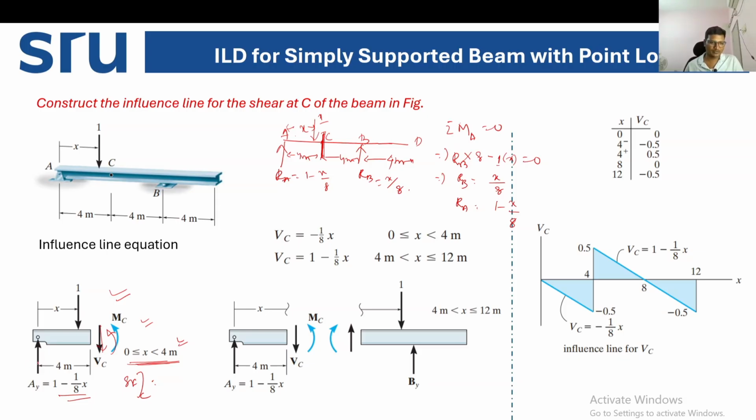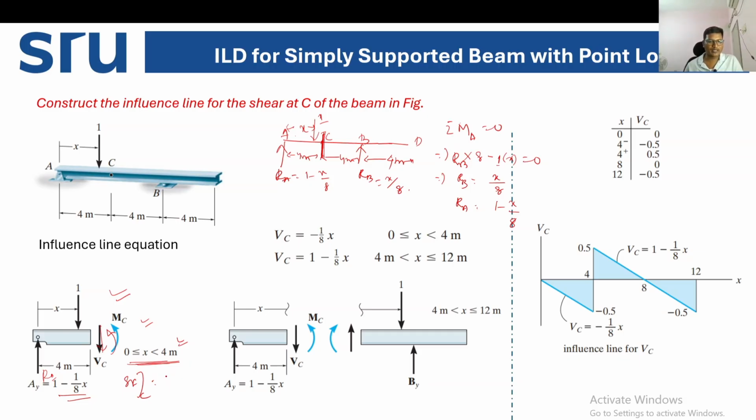What is shear force? The algebraic sum of all the forces we are calculating either left or right of the section. So we are calculating at C, so let us calculate from left of the section. How many forces are there? One is reaction at A, another is our unit load. Upward direction we will consider positive, downward direction negative. So what will be the shear force at C?